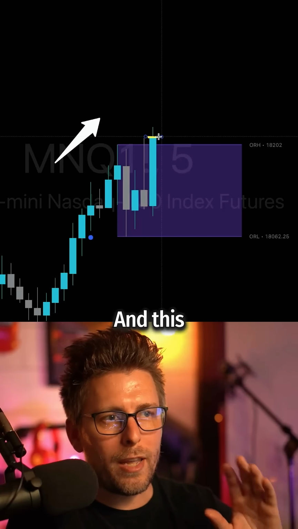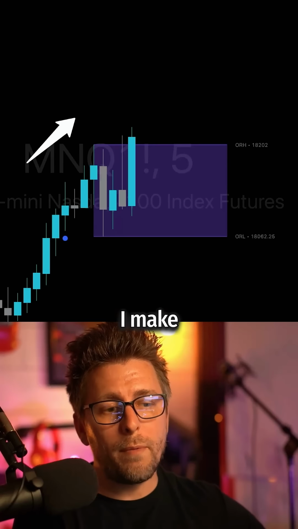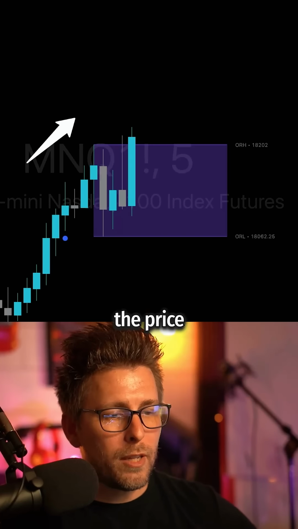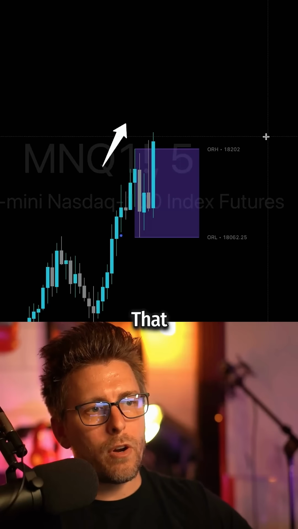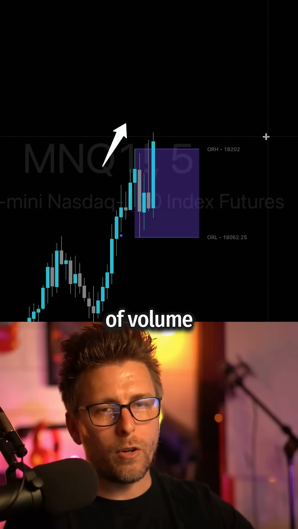That's my first trade. And this is also where dynamic money management kicks in. In TradingView, I make sure that auto chart is on. A quick way to turn it on is to double click the price column. I pull out to about 130 candles on a 5-minute chart. That gives me the overnight session too and helps me gauge a full picture of volume and structure.